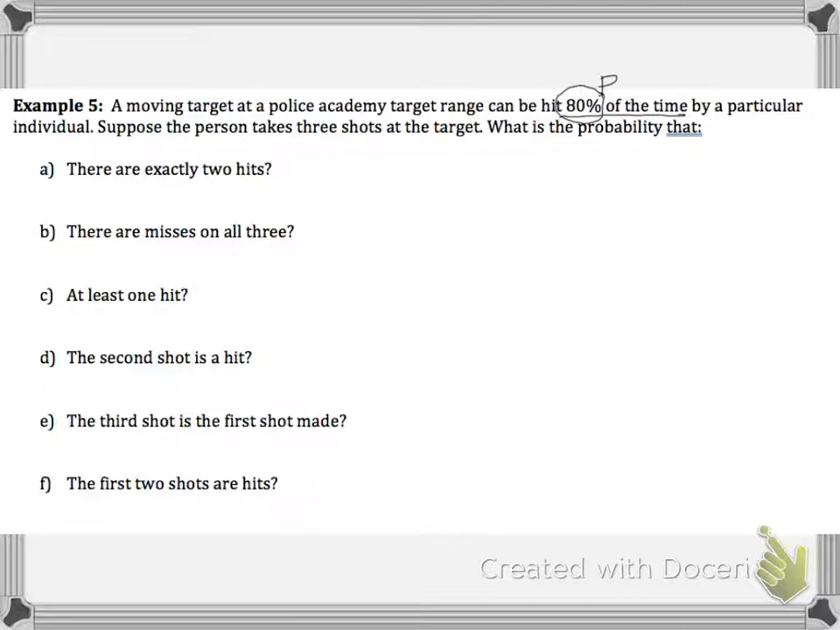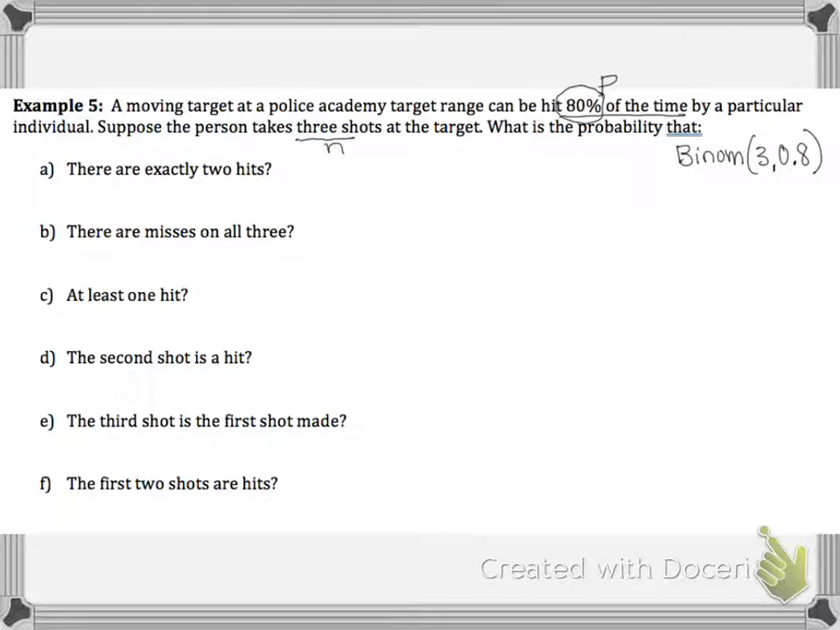And then it says, suppose the person takes 3 shots at the target. So the other whole number value that's given to us is our N. So if we go over here and write our notation, this is a binomial model where they took 3 shots and the probability of success on any given shot was 0.8 or 80%.